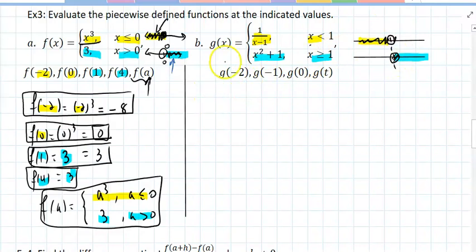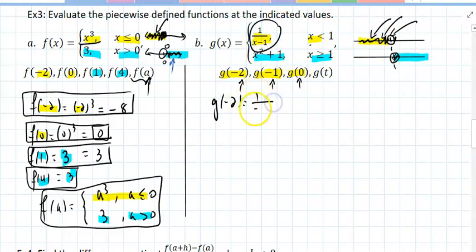Well, g of negative 2, let's eyeball those. Where's negative 2? I know negative 2 is in the yellow, so this is going to use the yellow. Where is negative 1? Negative 1 is to the left. I'm going to also use the yellow. Where is 0? That's also to the left. I'm going to use the yellow. So what is g of negative 2? Well, I'm going to use the yellow on that.